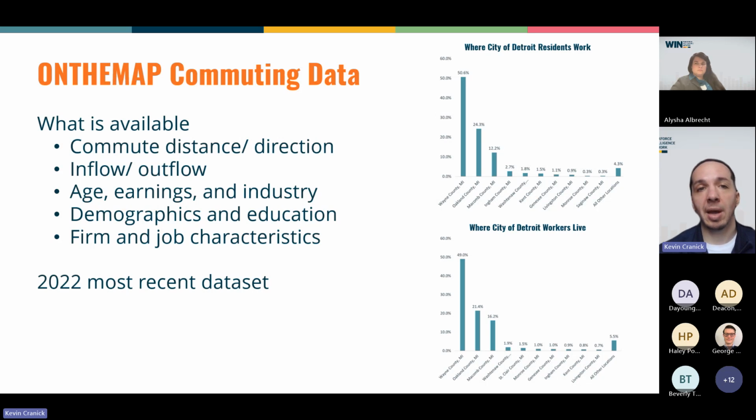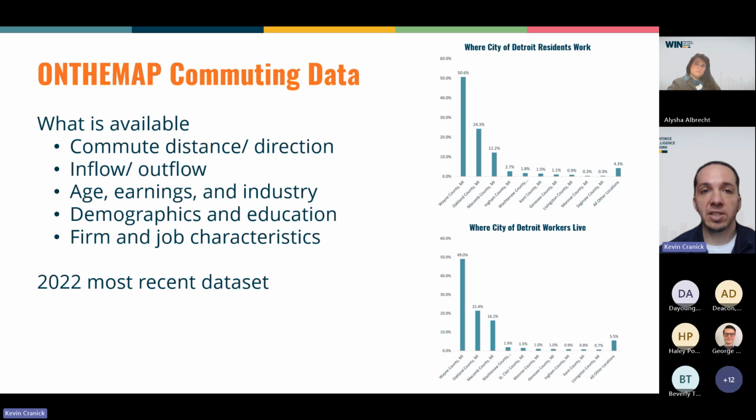And so what's great about the On the Map website is it provides for all of these bullet points. You can check the commuting distance, the average commute for an individual within a specific county. You can even check the distance and direction that they are traveling to and from. And in fact, in one of the slides that Haley presented, and I believe we'll see it in one of the next few slides here as well, we show the inflow and outflow to and from a specific county. So it's very high level data, but it's very useful if you understand why you're trying to access it in the first place. You can also break that inflow outflow data into age, earnings, and industry. You can look at the demographics and education characteristics of the people in those inflow outflow charts. And then lastly, you can also check firm and job characteristics within the region.